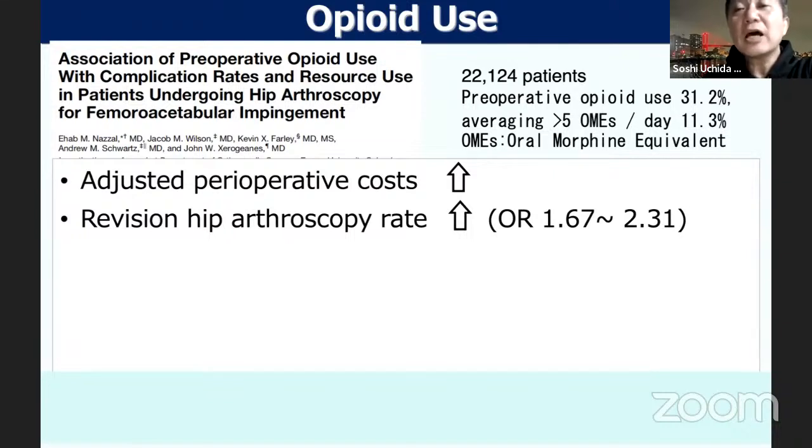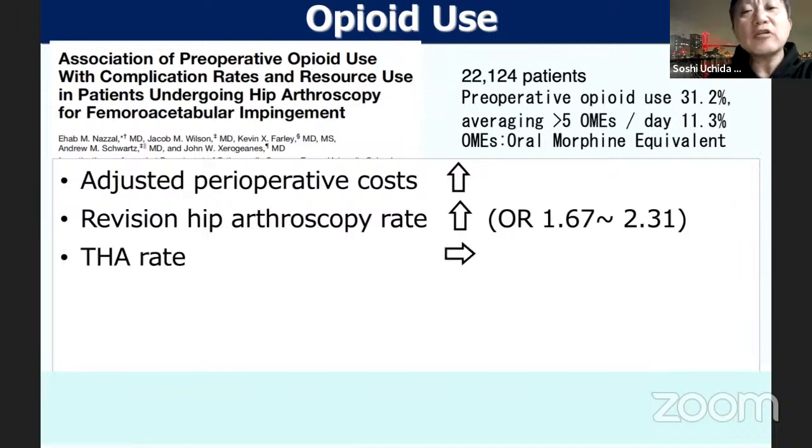22,124 patients are included in these studies. This is the Pittsburgh study. Preoperative opioid use was 31.2%, and averaging about 4 milligrams of oral morphine equivalent per day was 11%. The adjusted perioperative cost is significantly higher in the opioid use group.